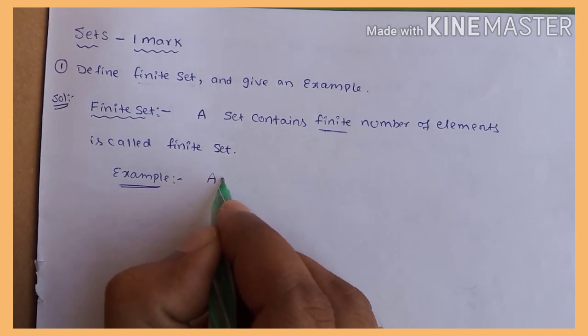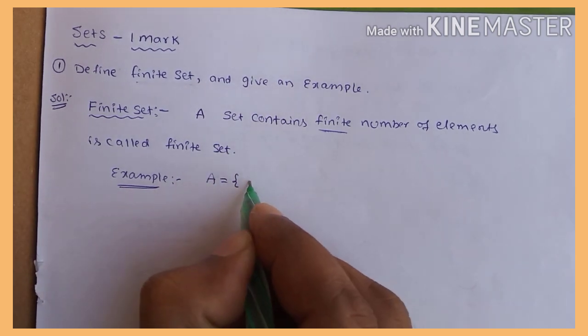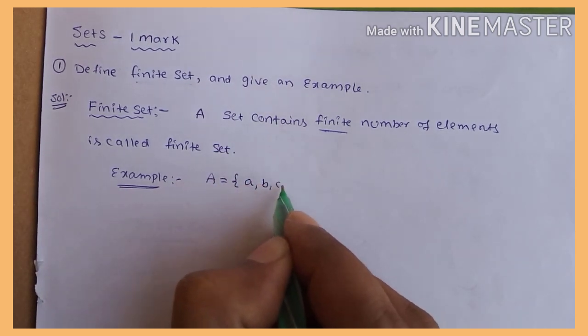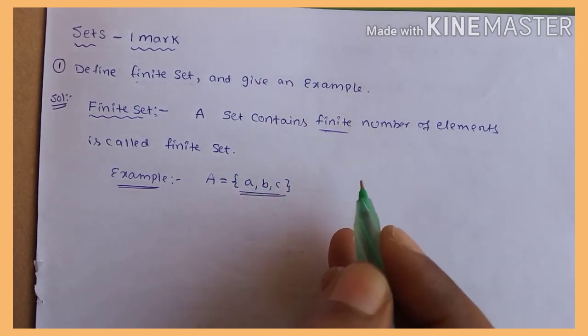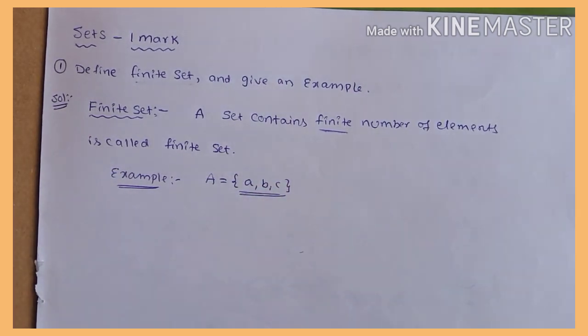Let's take one example. A is equal to {a, b, c}. It contains three elements in the set, so it is called a finite set. An infinite set means a set that contains an infinite number of elements, uncountable number of elements. Then you can write and so on. Okay, next problem.